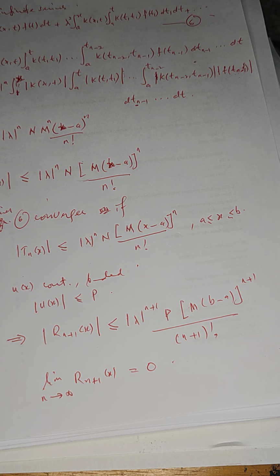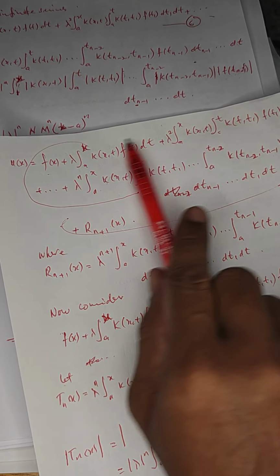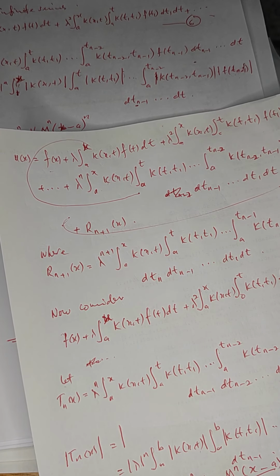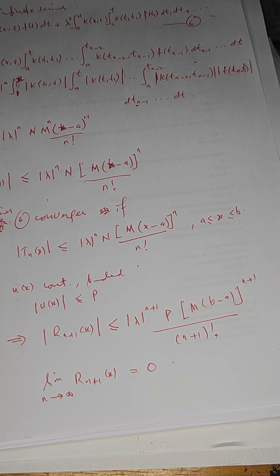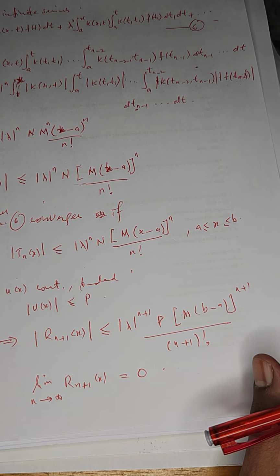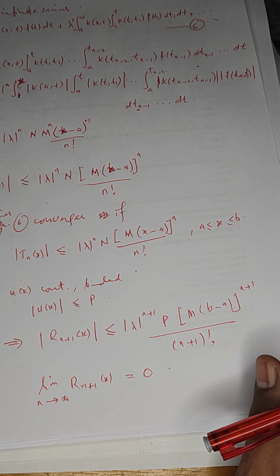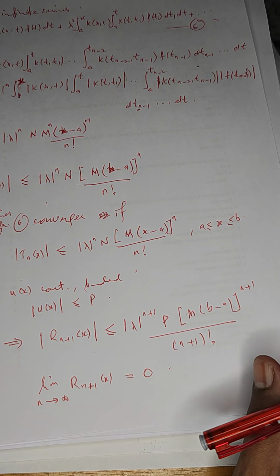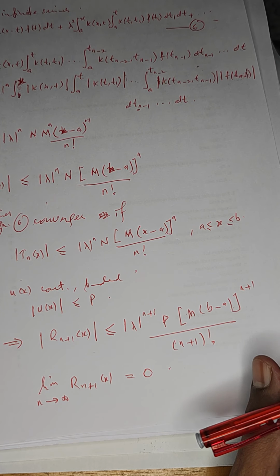So therefore the solution of the non-homogeneous Volterra integral equation satisfies the solution that we mentioned earlier. Where is it? That satisfying that is a continuous function. Okay, so that's the solution by successive approximation for the non-homogeneous Volterra integral equation.